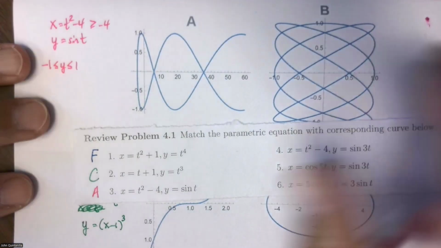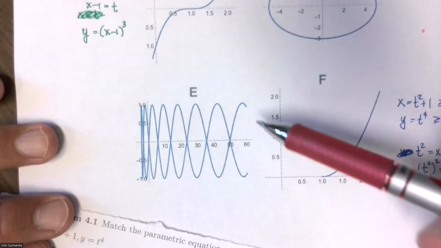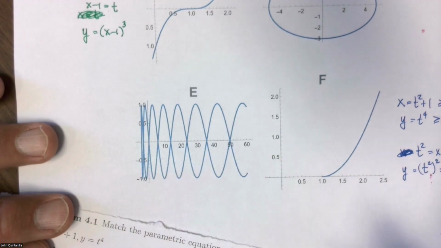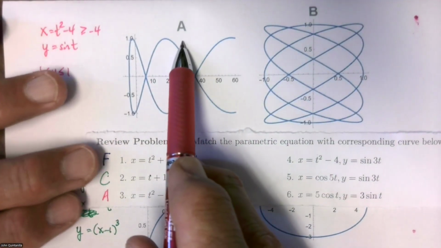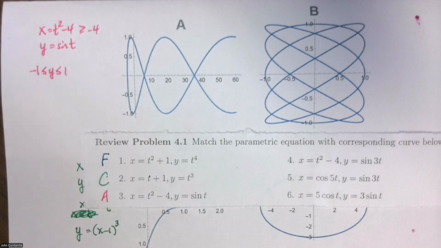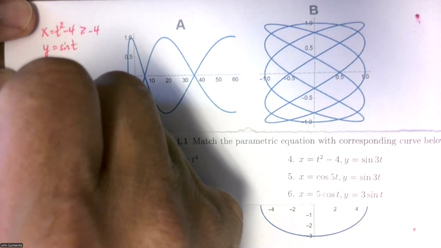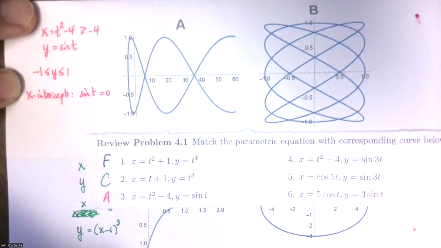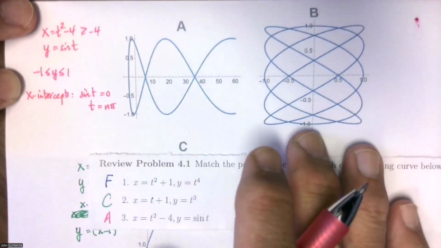Now, you noticed if you look down here that graph E also has those same properties. The y-coordinates go between -1 and 1, and the x-coordinates are to the right of -4. So how do I know that this one is A and not the other one? One way to be able to identify that is by looking at the x-intercepts. The x-intercepts happen when sine of t is equal to 0, and that means that t must be a multiple of pi.